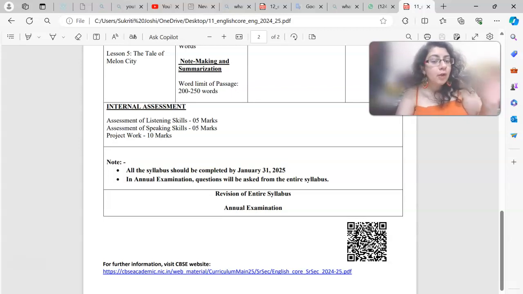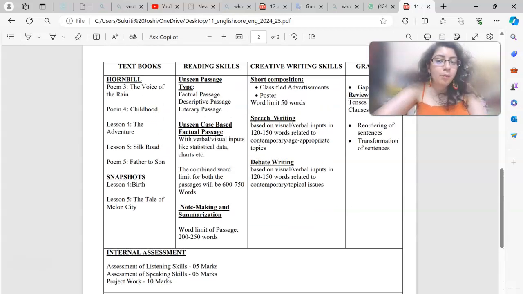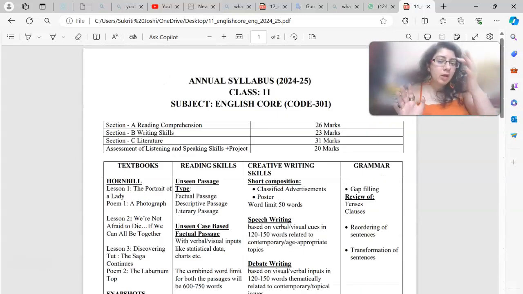In the annual examination, questions will be asked from the entire syllabus. So when we are talking about the annual examination, the questions would be asked from the entire syllabus. It won't be that some portion would be deducted or cut, or some chapters won't be asked. Each and every chapter or poem can be questioned, so you have to be prepared accordingly. Clear? Okay, I hope I've made things clearer and easier for you. So this was the annual syllabus for the session 2024 to 2025.